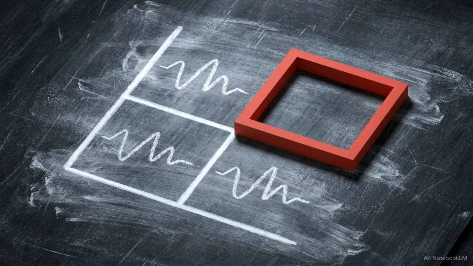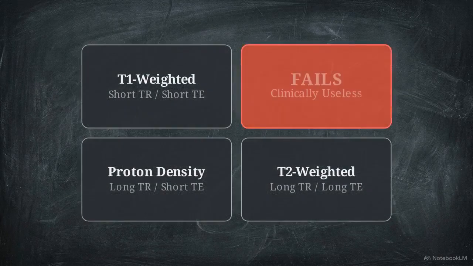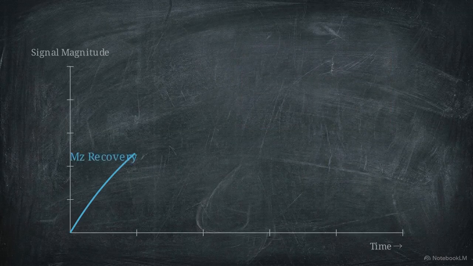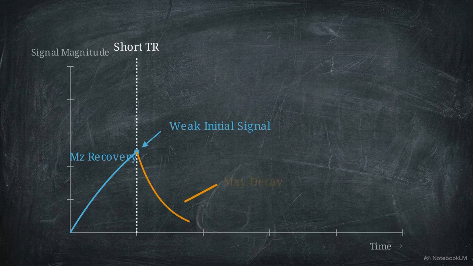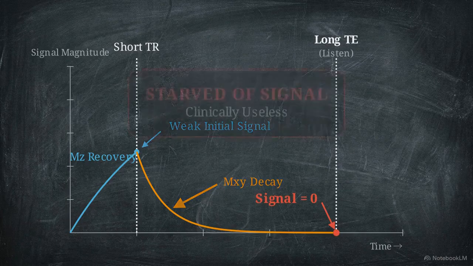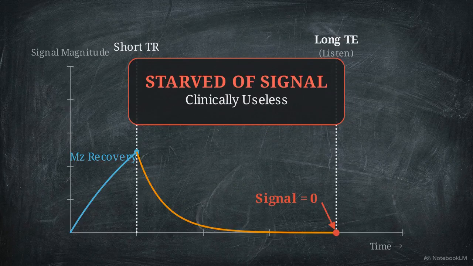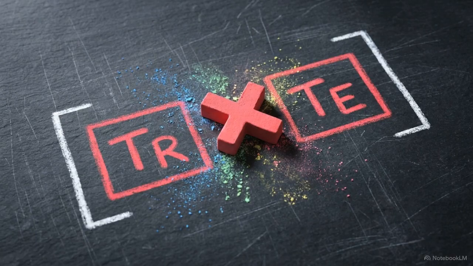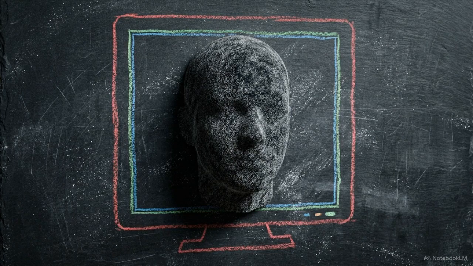We have one final empty quadrant in the matrix, the combination of a short TR and a long TE. In the upper right quadrant, the sequence fails. Short TR interrupts recovery, generating a weak initial longitudinal vector. Then the long TE forces a long delay. The transverse signal decays to 0 before the machine listens. The sequence is starved of signal, rendering it clinically useless. This dead zone proves that TR and TE are not independent toggles. They are a multiplier matrix. Poor timing choices compound and can completely annihilate the diagnostic image.